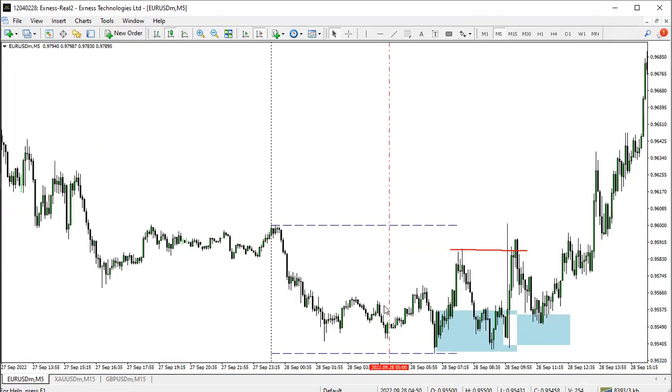Same thing here. This is the 5 a.m. to London, right? As you can see here, price went up first and took out the highs. There was a small consolidation here. Then they came down and took out the lows again. Then there was a bullish structure.